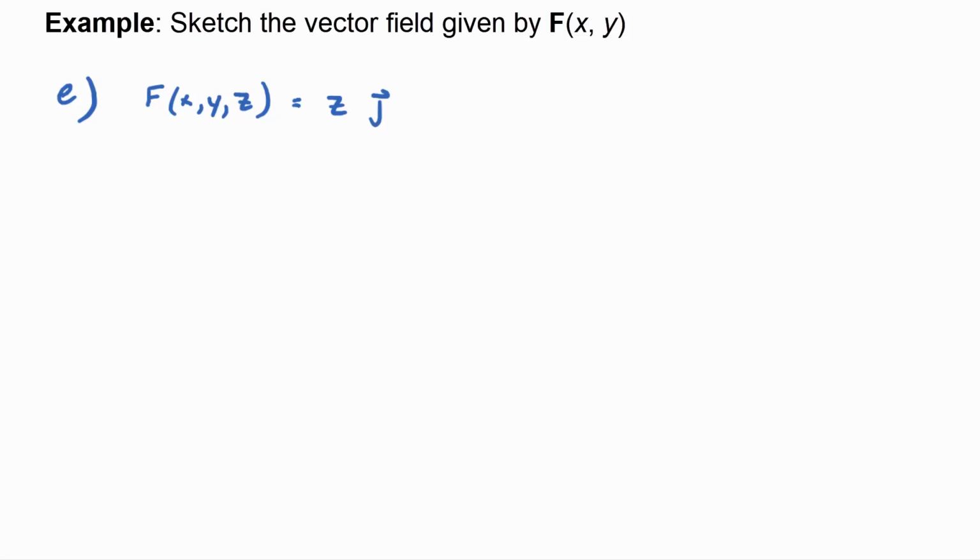And then let's do one in space. And this one wouldn't be too bad. F of x, y, z equals z times j. So let's think about what that would look like. So this would be my x-axis. This would be my y. Positive x, positive y, positive z.